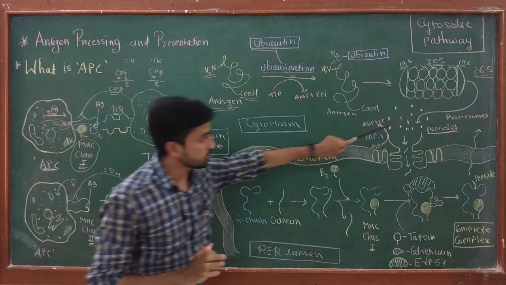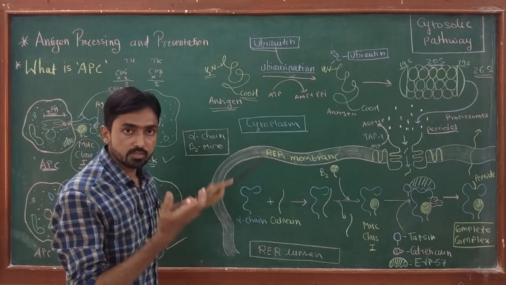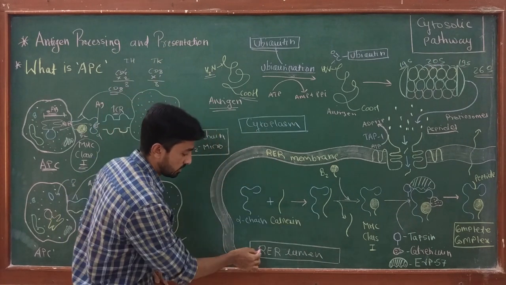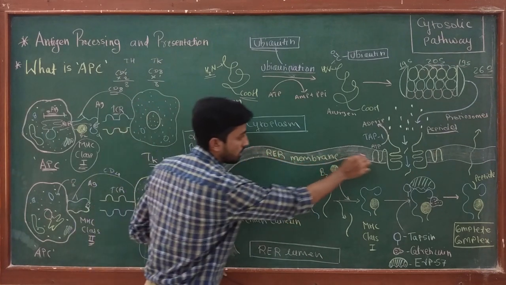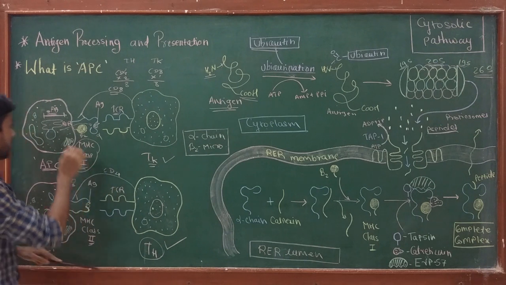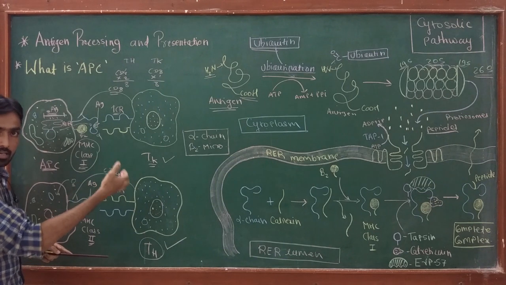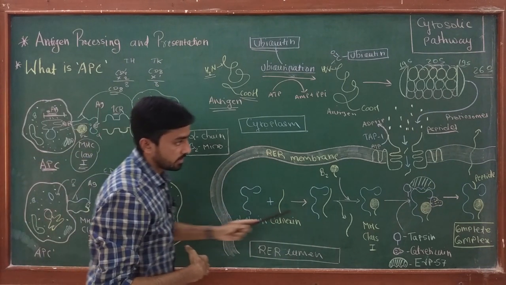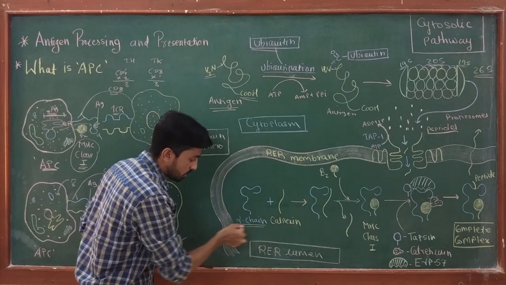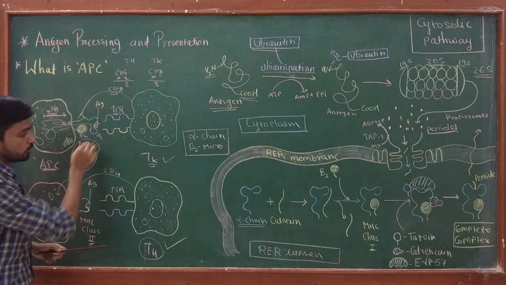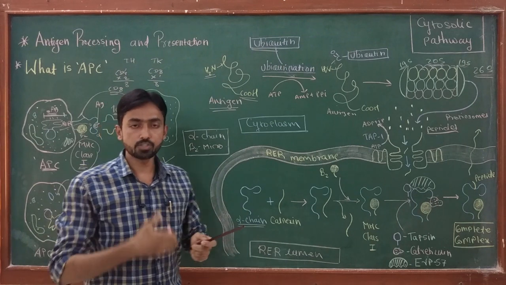Once the peptide complex is produced in the cytoplasm, simultaneously MHC class 1 is synthesized inside the rough endoplasmic reticulum lumen. Okay, this is the membrane of the rough endoplasmic reticulum. Okay, antigenic peptides are produced in the cytoplasm. At the same time, the MHC class 1 molecule is synthesized inside the rough endoplasmic reticulum. First, the alpha chain of the MHC class 1 molecule is produced. Now this alpha chain, when produced, is not functional.